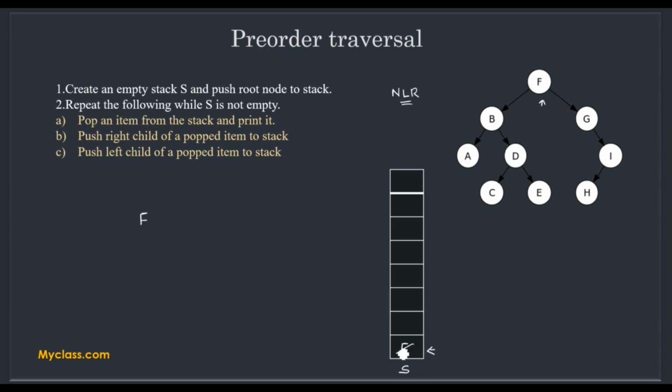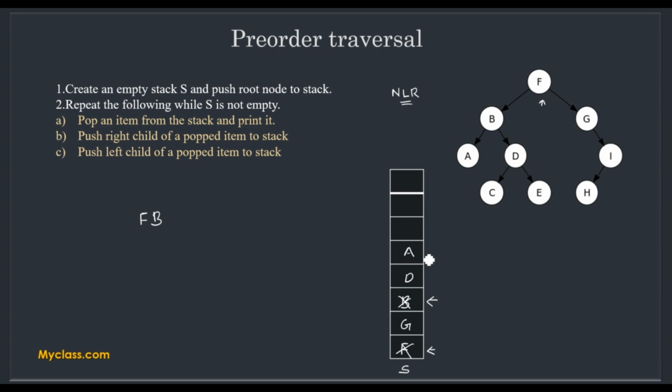So we have already popped and printed F. Push the right child of the popped item to the stack, then push the left child of the popped item to the stack. Right child first and then left child. The left child is B. Okay. Again we repeat, since S is not empty now. Now we want to pop and print B. When we pop and print, we push the right child and left child of that popped item. So we push the right child first. The right of B is D and the left of B is A.